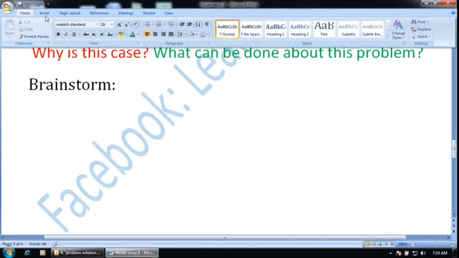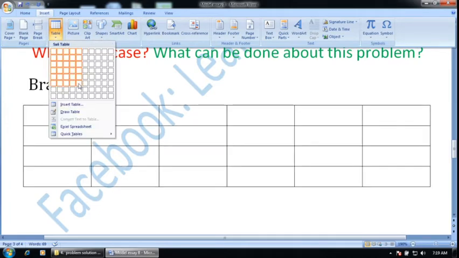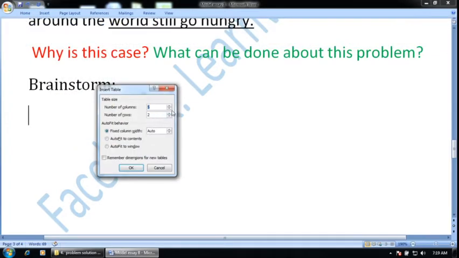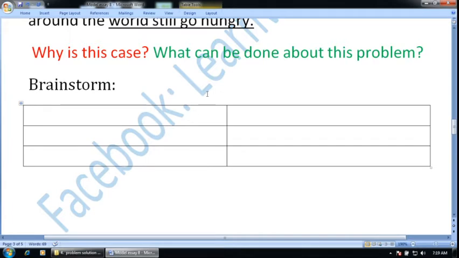In your real exam, let me make a table first. In your real exam, your question would be at the top, only 2 or 3 lines, and then all the other page in the question paper would be blank. So you can use this part to brainstorm your ideas. So first of all, write here causes or reasons or problems, and here would be solutions.